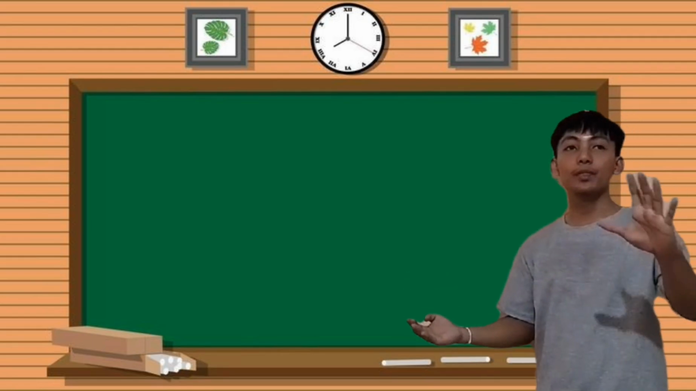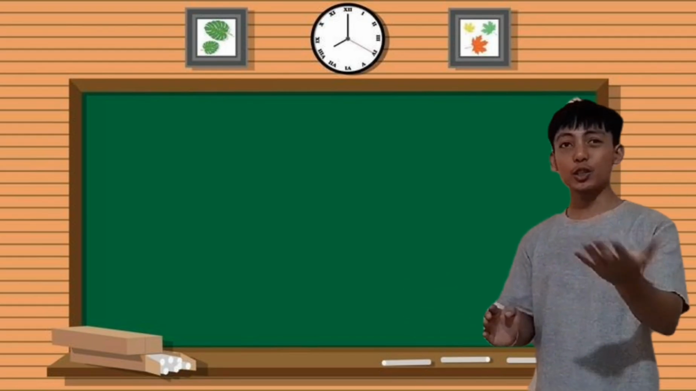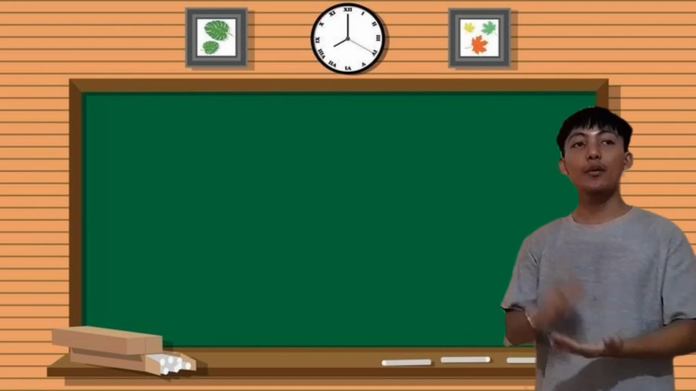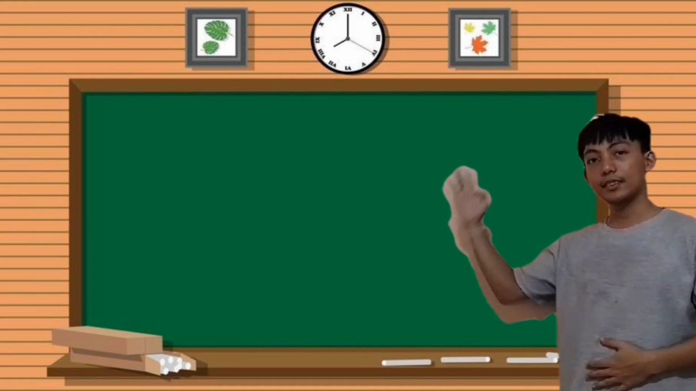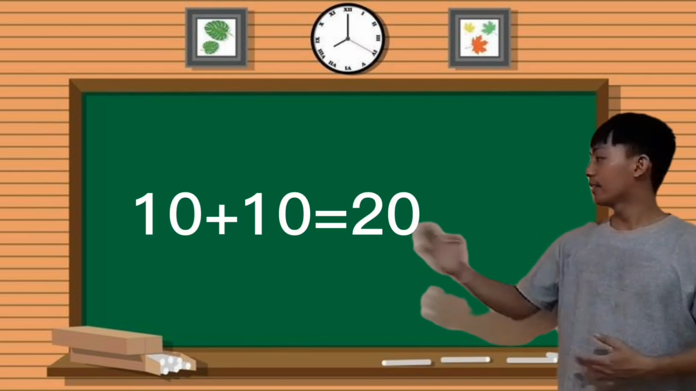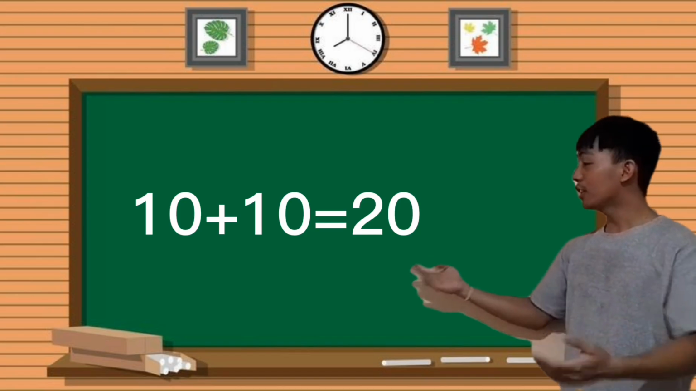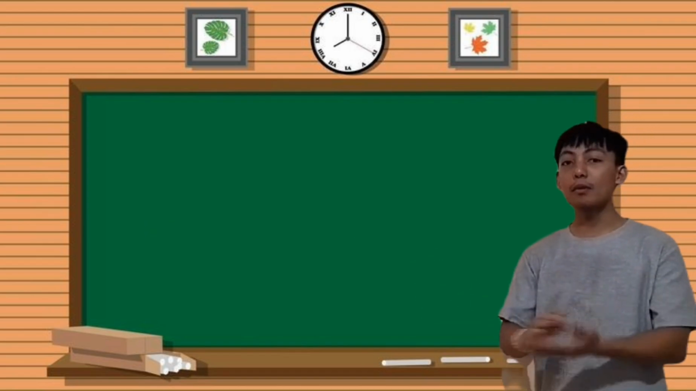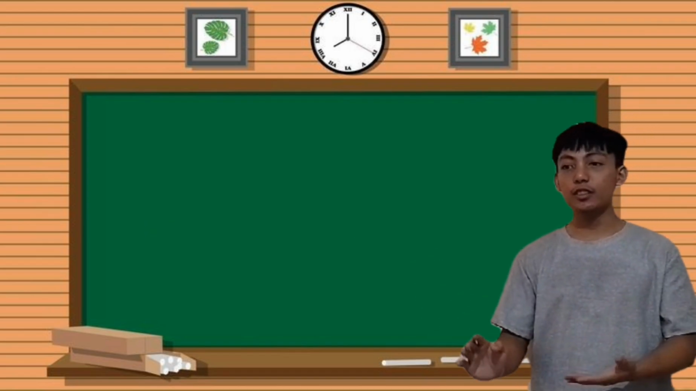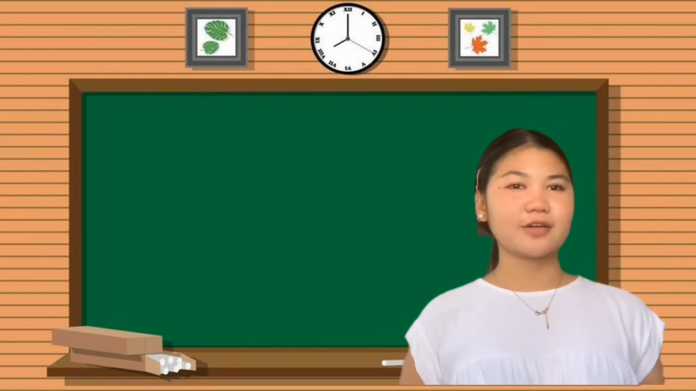Who among you can find another way to write an addition equation using equivalent number facts? Yes? Correct. 10 plus 10 is equal to 20. This shows that equivalent number facts do not change the sum. Now, you have already got our lesson.